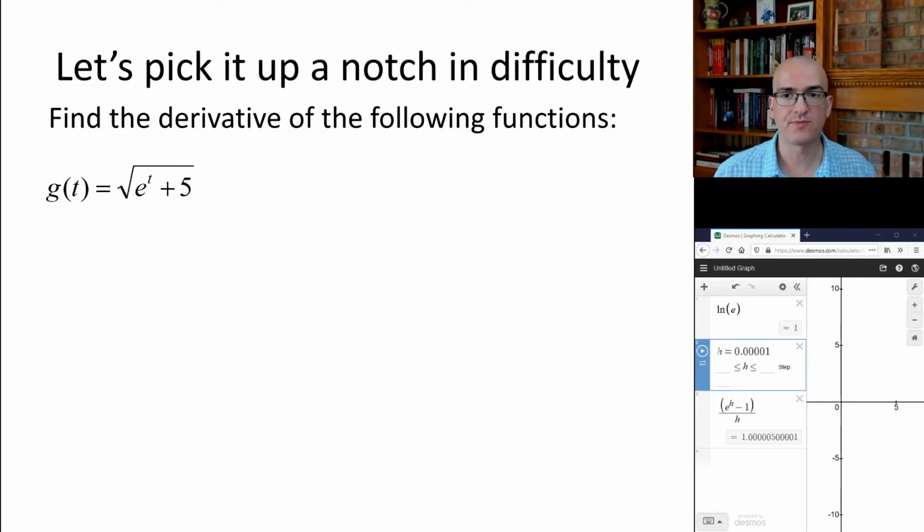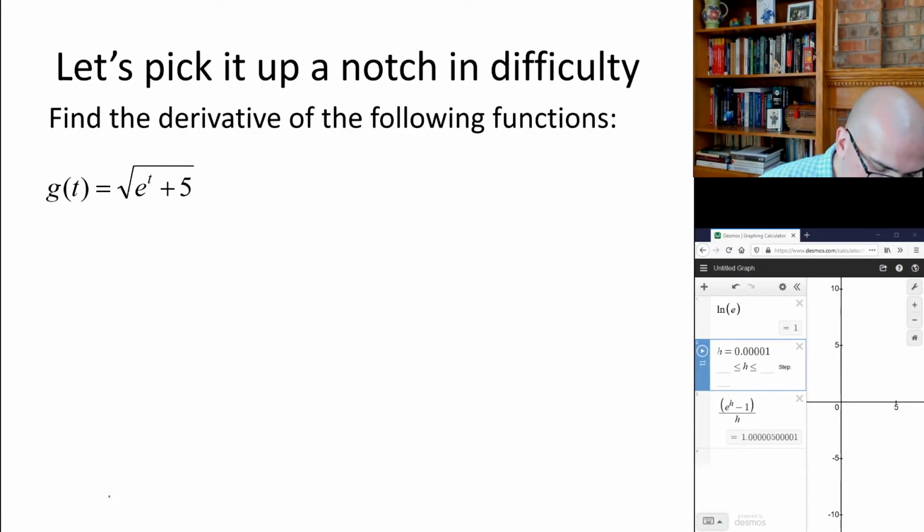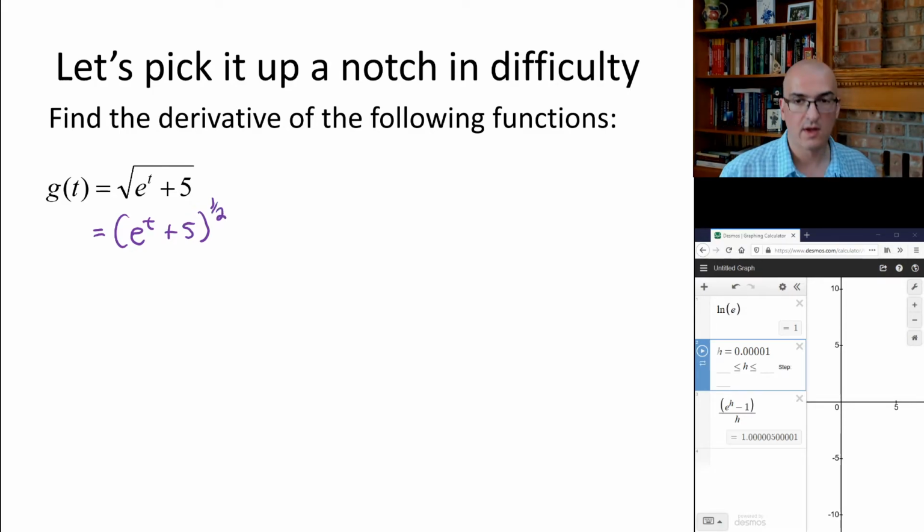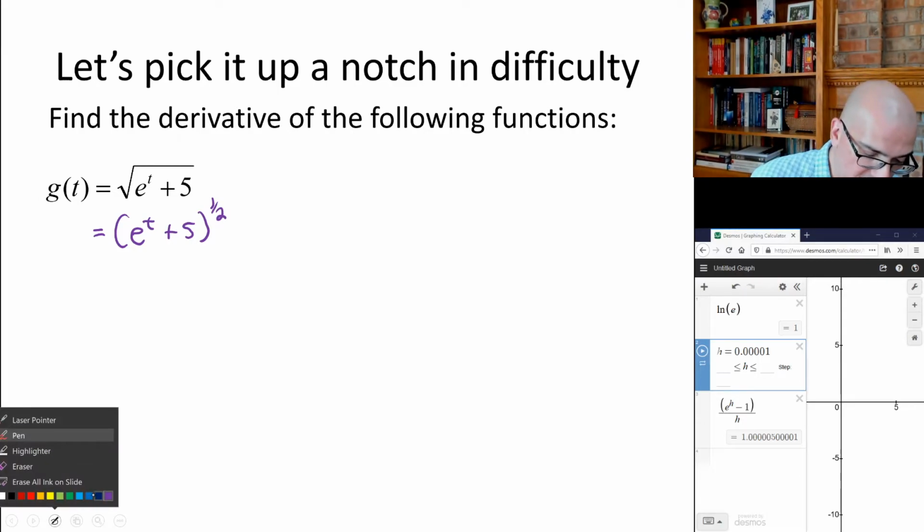Here's g of t. So t is going to play the role of our variable instead of x, and that's okay. Now our function is a square root function, and that's also okay. We know how to handle those. We'll replace the square root with the power 1/2 and then go from there. So this is e to the t plus 5 to the power 1/2. Now what does our chain rule say for these types of derivatives? Because we have to use a chain rule.